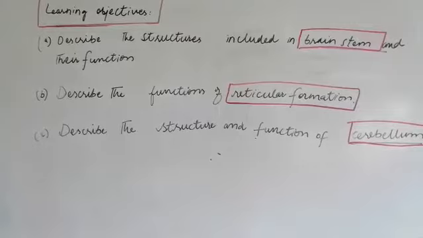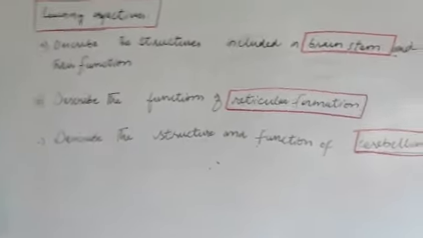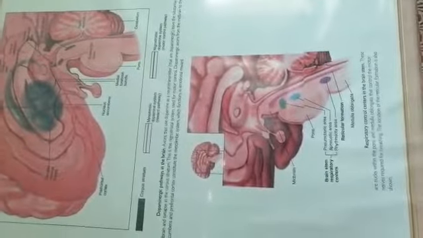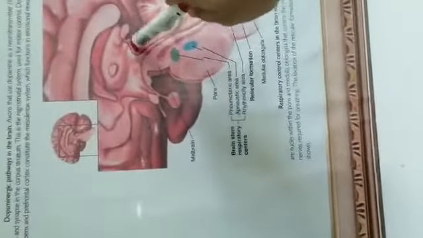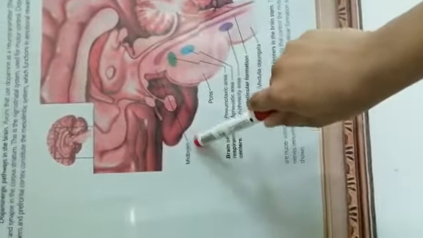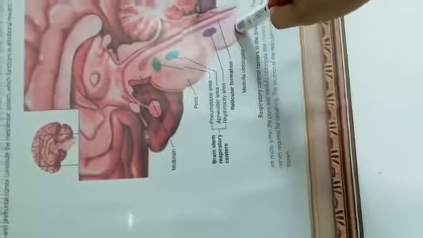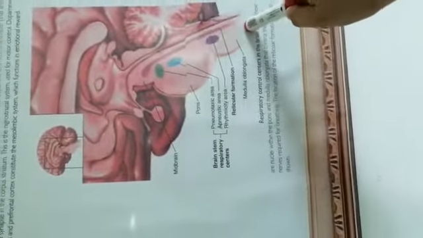Now, first of all, we will discuss what is brain stem. Here, there is a diagram. This is above and below. You can see a sagittal section of the brain. Here you can see brain stem with the midbrain, pons, and medulla. Brainstem basically includes three structures. One is the midbrain, other is pons, and the third one is medulla. These three structures combine together to form the brainstem.